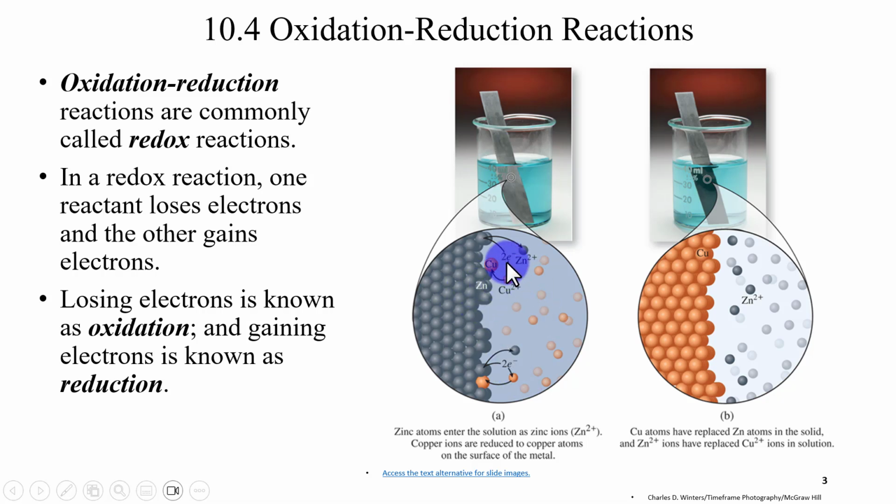Zinc comes into solution, copper takes its place, and over time you will see the buildup of copper atoms, right? Copper now, because it gained 2 electrons, is Cu0. It gains those electrons and it gets deposited on the surface, whereas the zinc gets into the solution. You have a change in color of the solution and a change in color of the metal on the surface there.